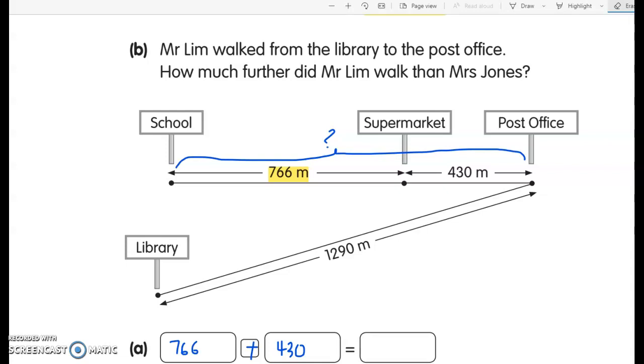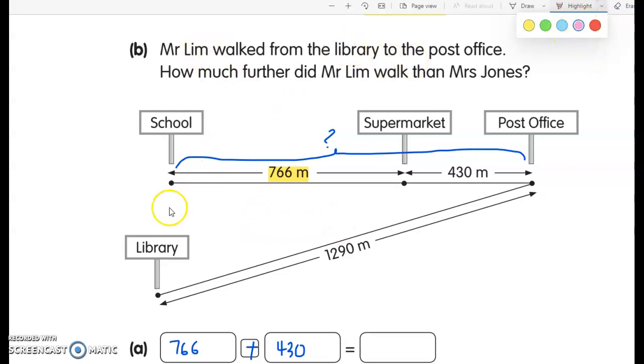Okay, welcome back. So now we're going to move on to question 1b. Mr. Lim walked from the library to the post office. How much further did Mr. Lim walk than Mrs. Jones? So let's highlight the words that we need to understand, okay, the question.